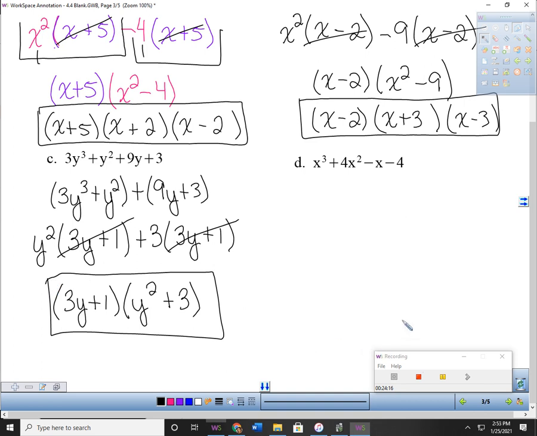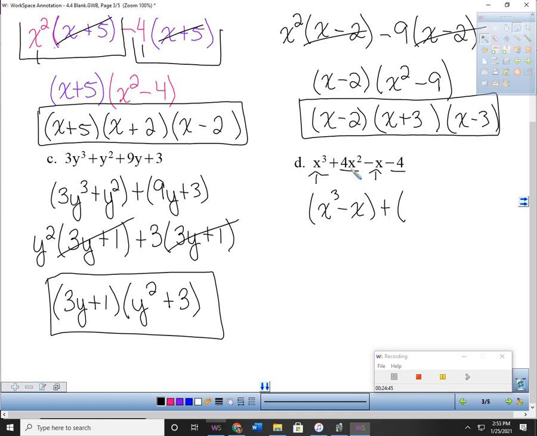So on letter D, I'm actually going to group something other than the first two together, just so you can kind of see how that operates. If I were going to group two things together, I definitely like the 4x squared to be paired with the negative 4, right? Because they have 4 in common. And then I can put together the x cubed and the negative x. So I have x cubed minus x, and then I'm going to put the plus sign.